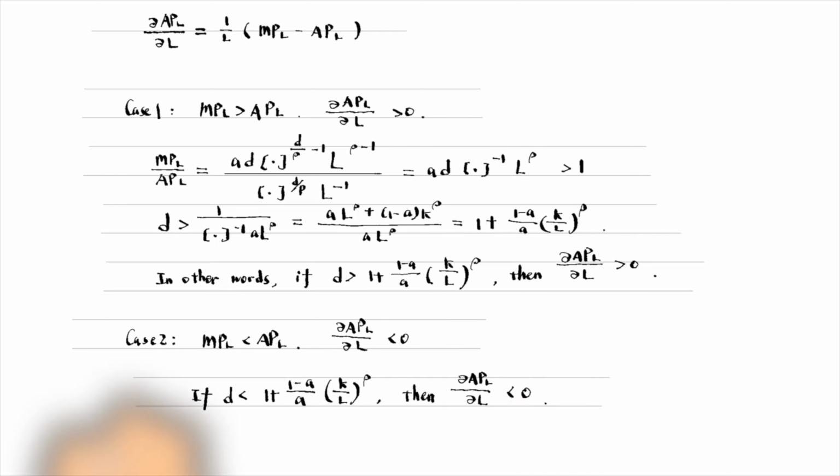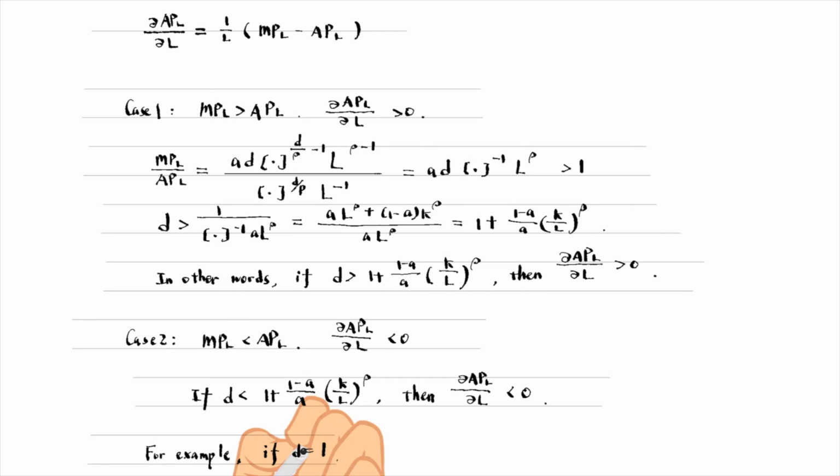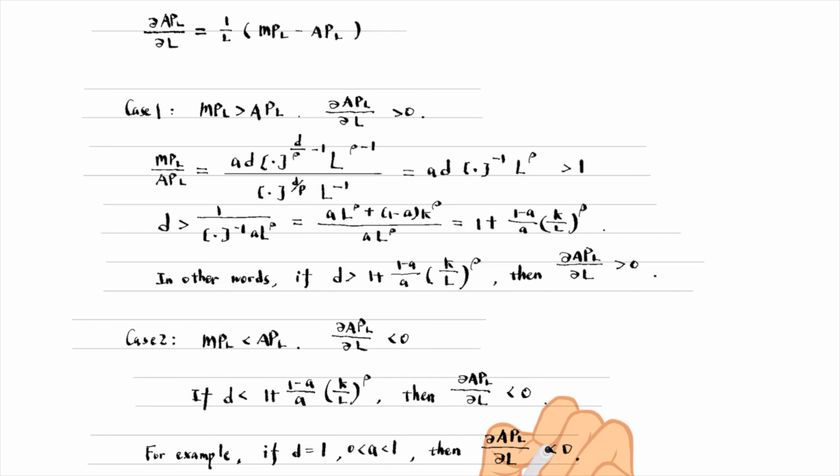For example, if d equals 1 and a is the share between 0 and 1, then the average product of labor decreases as labor increases.